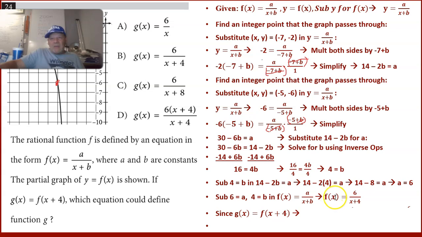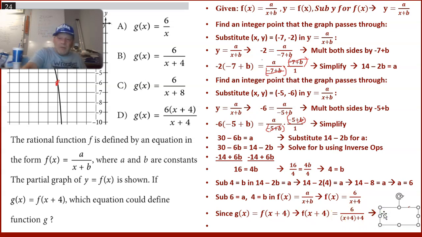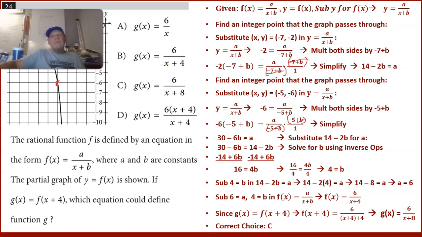Wherever there's an x for the f of x, I'm going to put x plus 4 here. Wherever there's an x here, I'm going to put x plus 4 here. So f of x plus 4 equals 6 over, here's my f of x, which is x plus 4 now, plus 4. On the bottom there, that's going to be 6 over x plus 8, and that happens to be g of x, which is choice C. G of x equals 6 over x plus 8. I told you it was a long problem. Lots of steps, just 10.5 minutes for that problem.